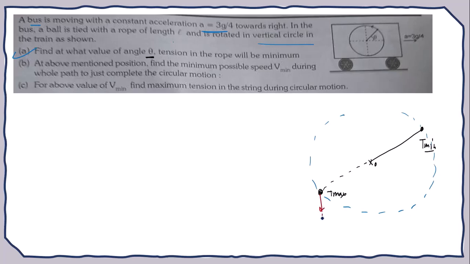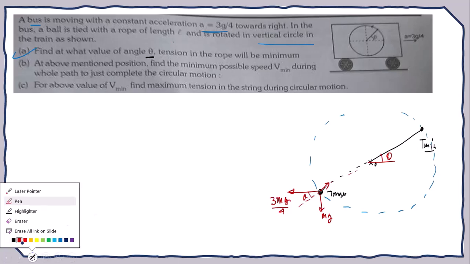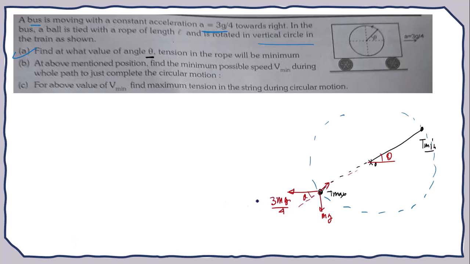So mg is acting downward, and here the pseudo force will come into the picture, that is m into 3g by 4. Because of that, the tension will be in this direction, which is maximum. If I say this angle is theta, you are asked to calculate that angle theta. For this, these two forces should be balancing each other. Why? Because that is the same position where the minimum tension is there.